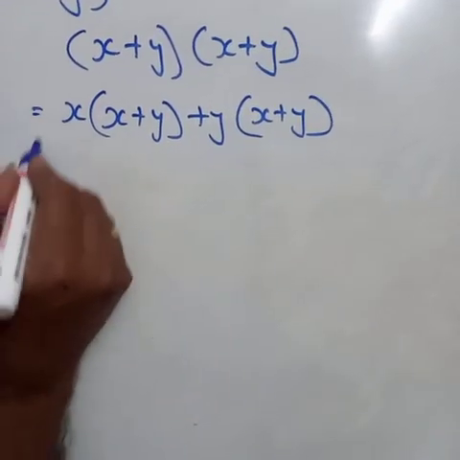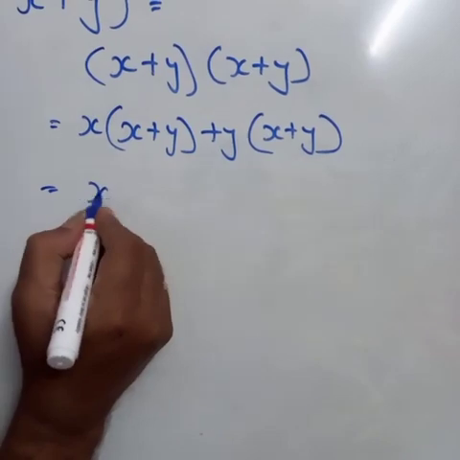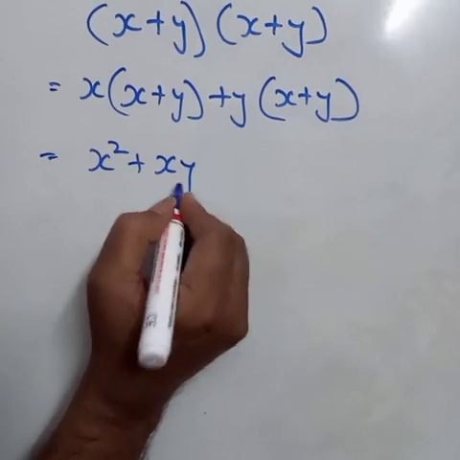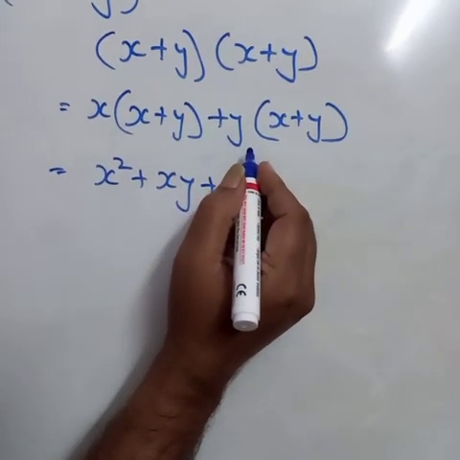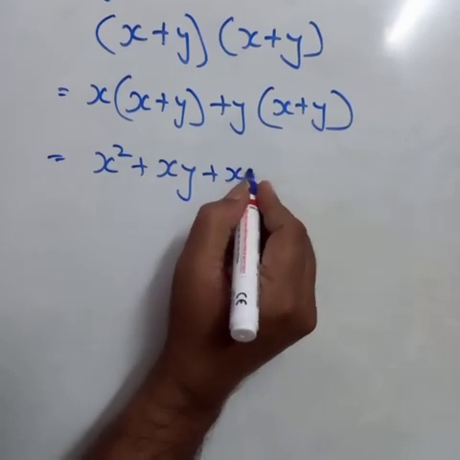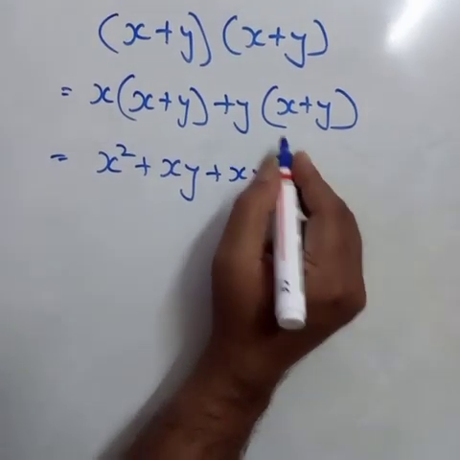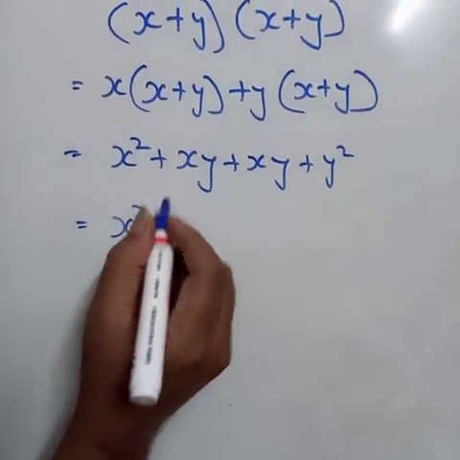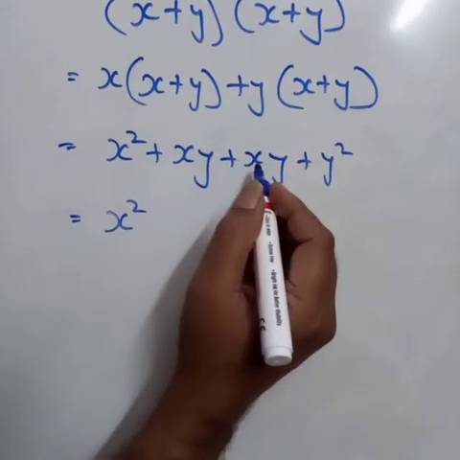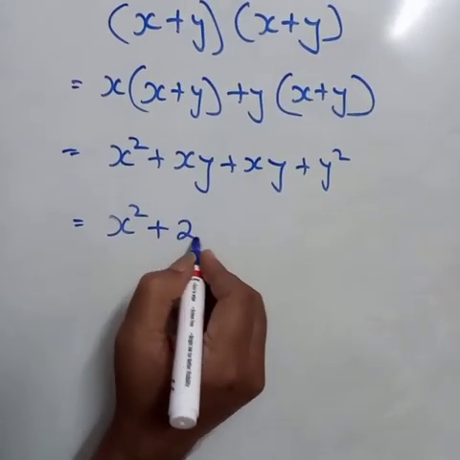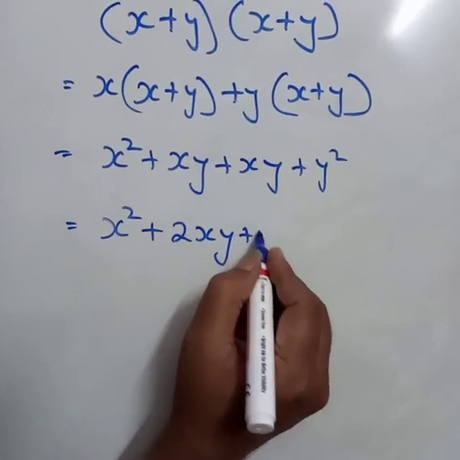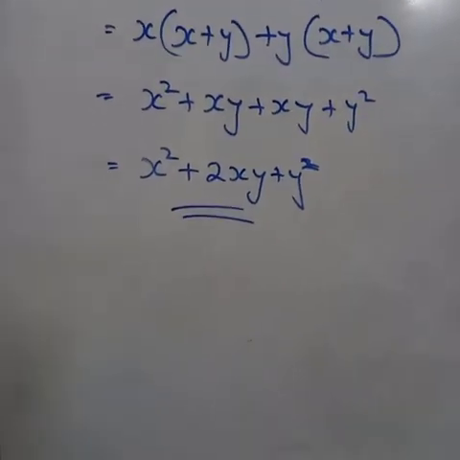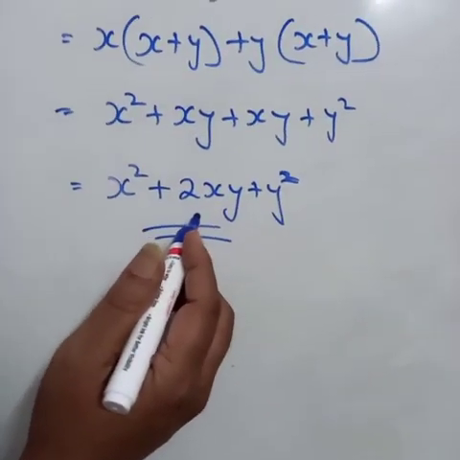So here now x into x, x square, plus x into y, xy, plus y into x, again the same xy, plus into plus, plus y into y, y square. So x square, now this xy plus xy, both are same, so it is plus 2xy plus y square. So you understood how you got the x square plus 2xy plus y square.